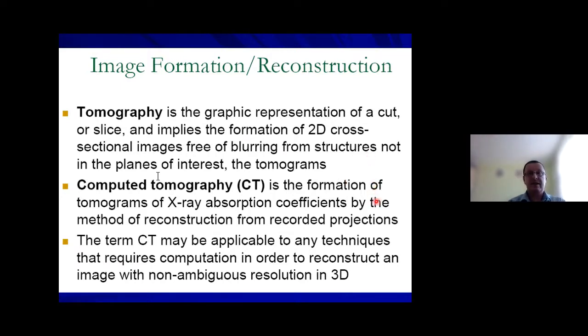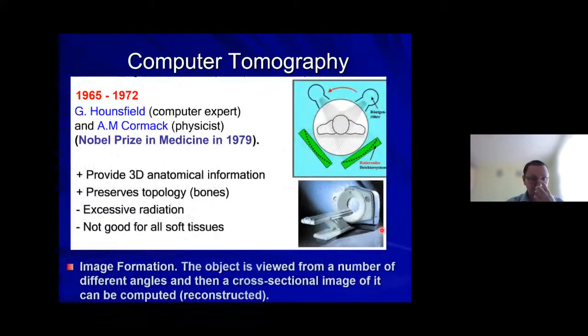So I mean I scan in horizontal direction, but let's say I image as if I would look in vertical direction into the plane where I perform scanning. And computer tomography is the formation of a tomograph of X-ray absorption coefficient by methods of reconstruction from recorded projections. So we record multiple projections and we perform reconstruction from there.